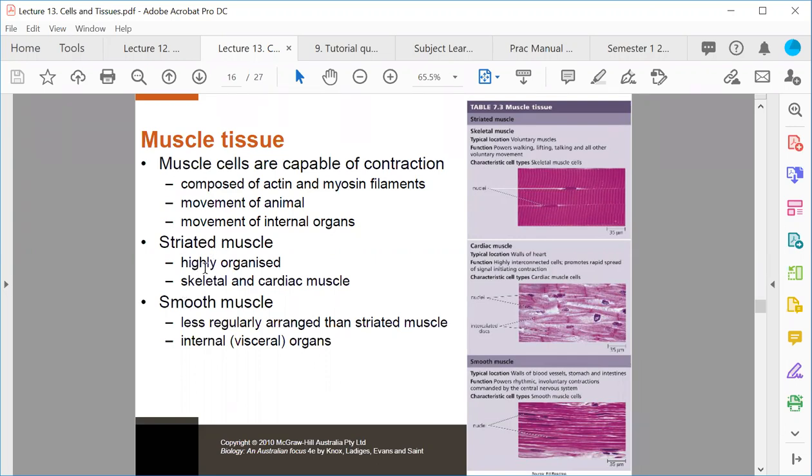Striated muscle is highly organised. For example, skeletal and cardiac muscle, which is illustrated here. Here's your skeletal muscle and cardiac muscle. And then, of course, we have smooth muscle, which has a less regular arrangement than striated muscle. And this is muscle that you will normally find around your internal organs.